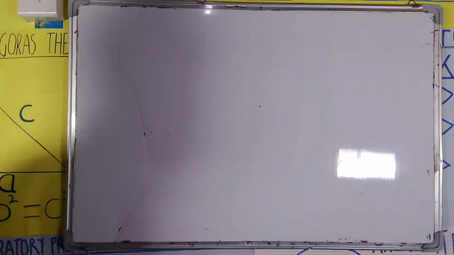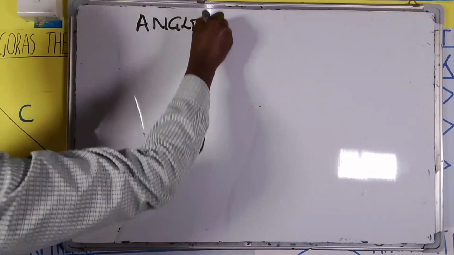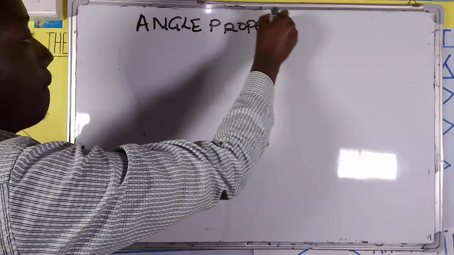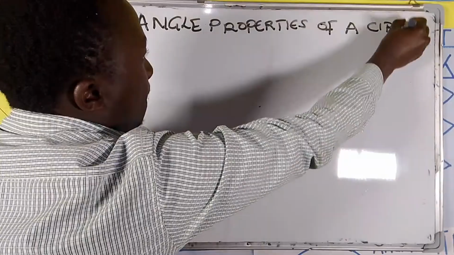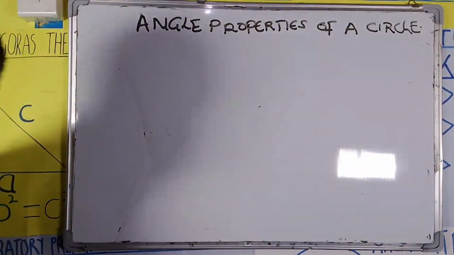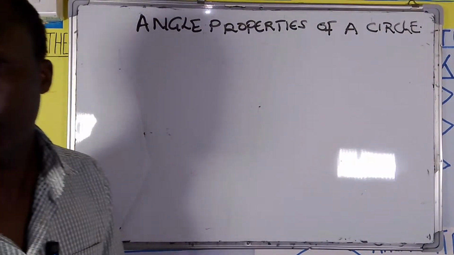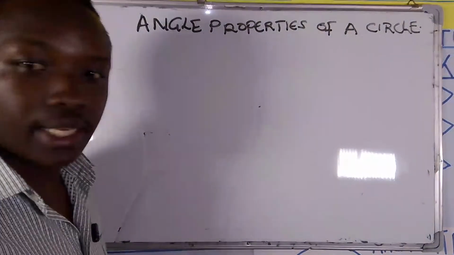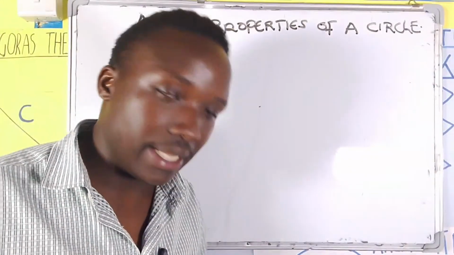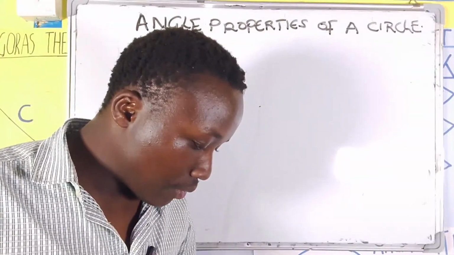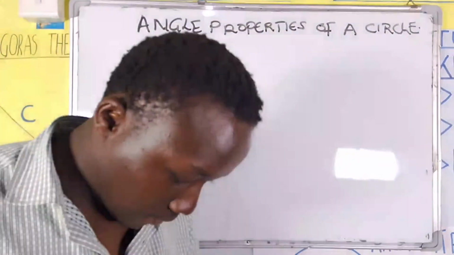Yesterday we were discussing angle properties of a circle. As we said yesterday, we learned about different properties. We said that angles subtended by the same chord are equal. We also said that an angle subtended at the center of the circle by a chord is twice the angle subtended at the circumference of the circle.